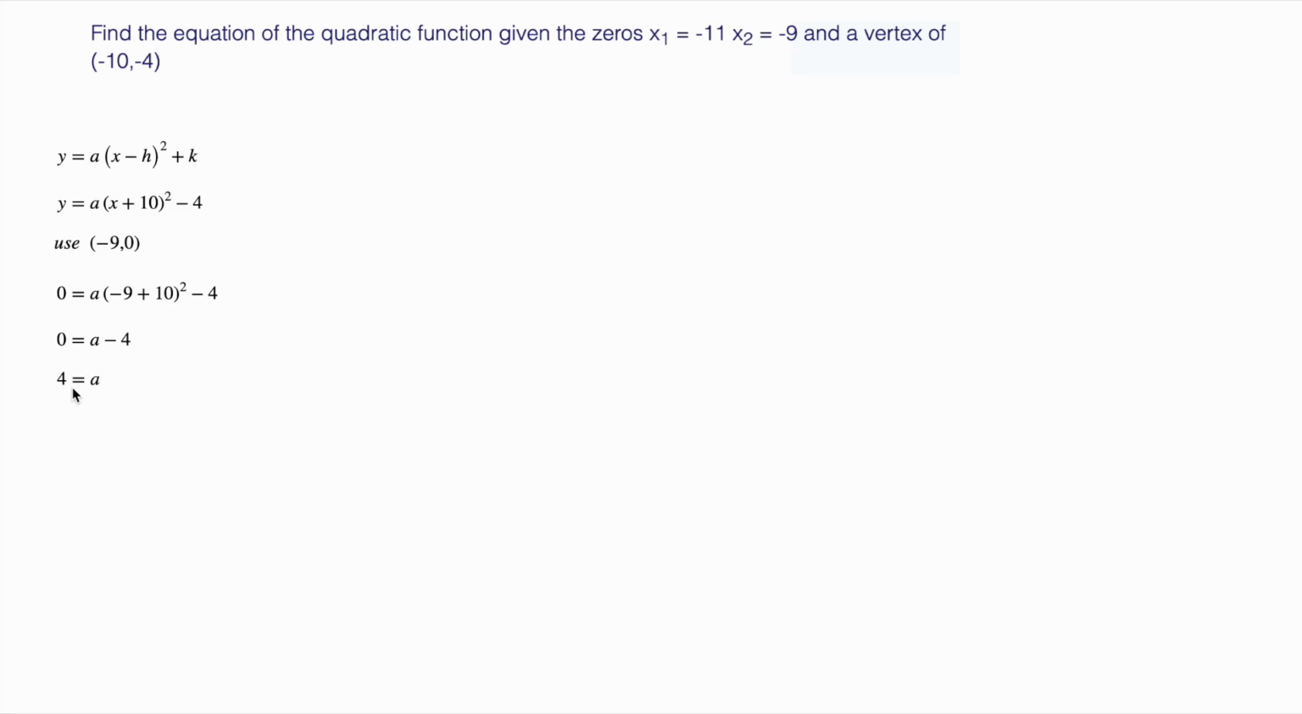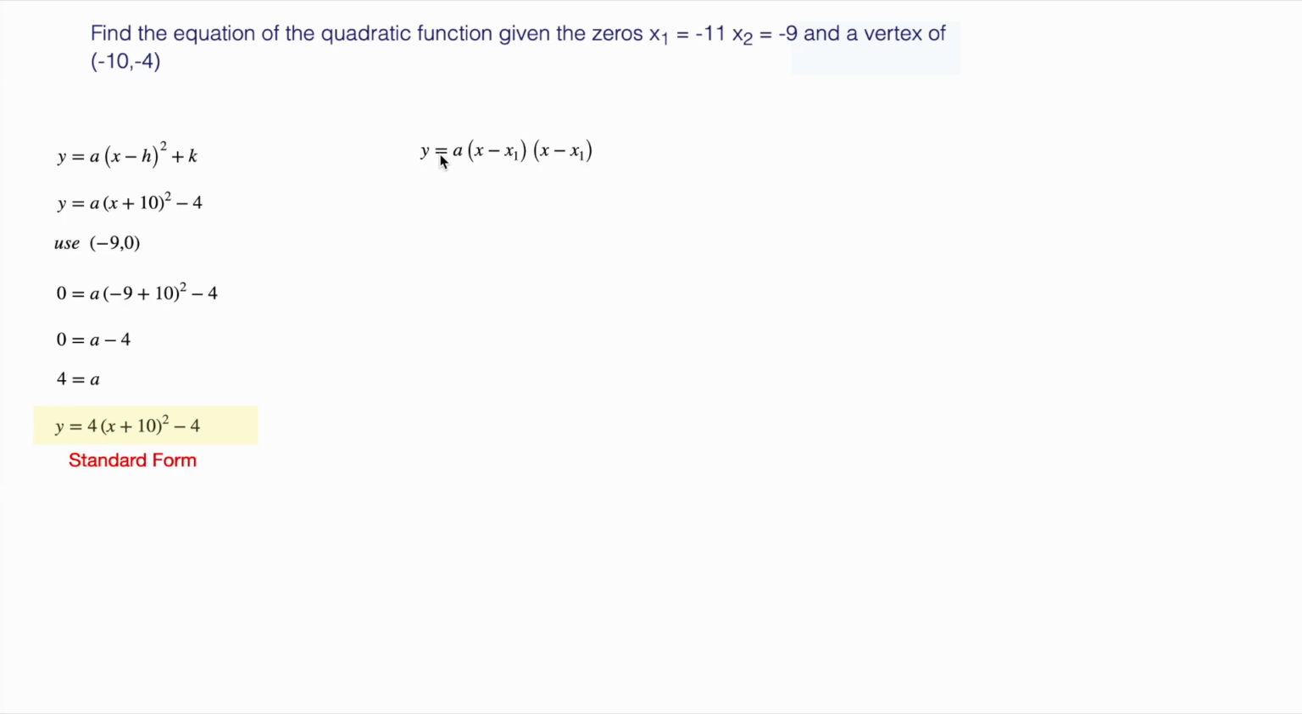Add 4 to both sides. A is equal to 4. Then we can feed that back in. Now we have the standard form of our parabola. Y is equal to 4 times (x plus 10) squared minus 4. That's your answer. You can put that into the program and it should say you're right. This is the standard form answer.